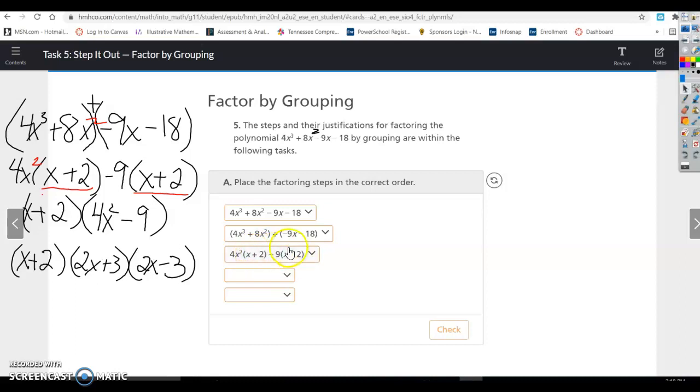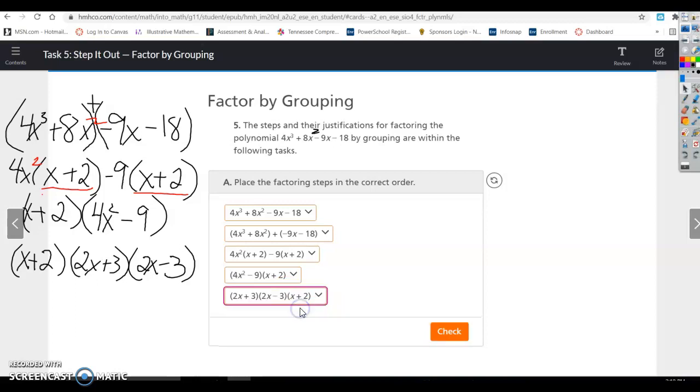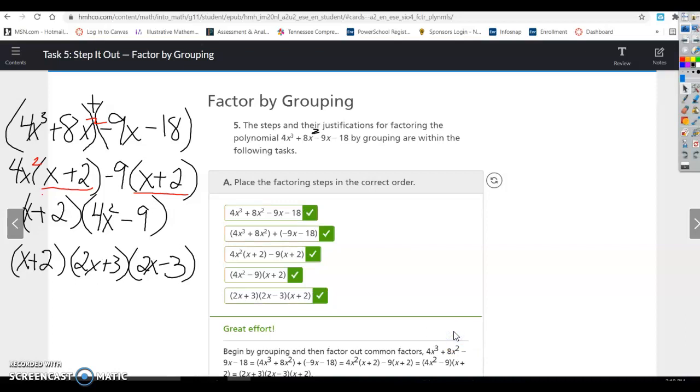All right, so we've got the x plus 2 and the 4x squared minus 9. Okay, so that was the next step. That's right here. And then the difference of squares. Factoring the difference of squares is your last step. All right.